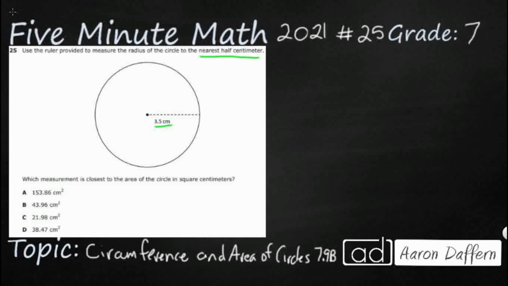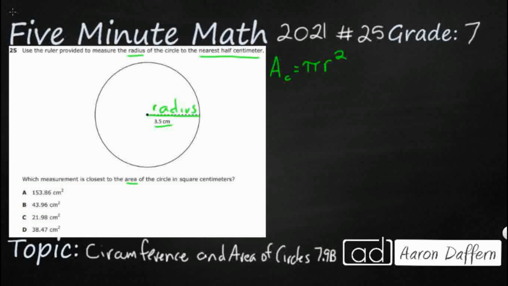This radius right here is 3.5 centimeters. Now that's all they're going to give us. This radius here is 3.5 centimeters. What we need to do is find the measurement that is closest to the area of this circle in square centimeters. So let's make sure we understand how we find the area of a circle. It's not length times width because there's no corners, there's no length and width. There's just curves, and so we have to use area equals pi r squared.